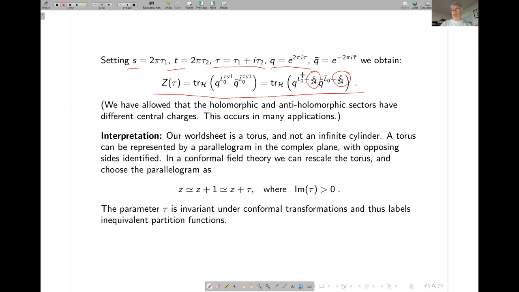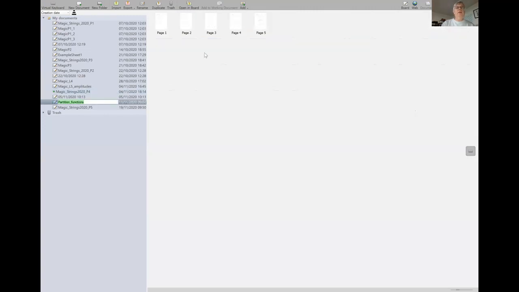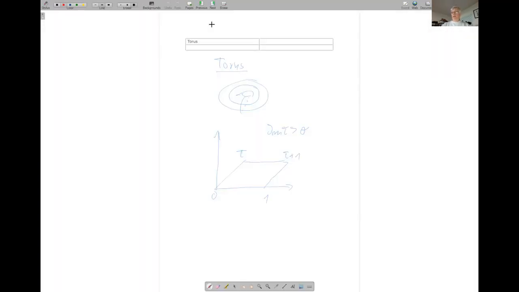Now let's find an interpretation for this parameter tau. And for this, it will again be useful to do this with a drawing, which I think is here. Another way of thinking about a torus is the following. We can cut the torus along the two independent non-contractible circles that I've drawn in this picture here and flatten it out in the complex plane, and then it becomes a parallelogram.